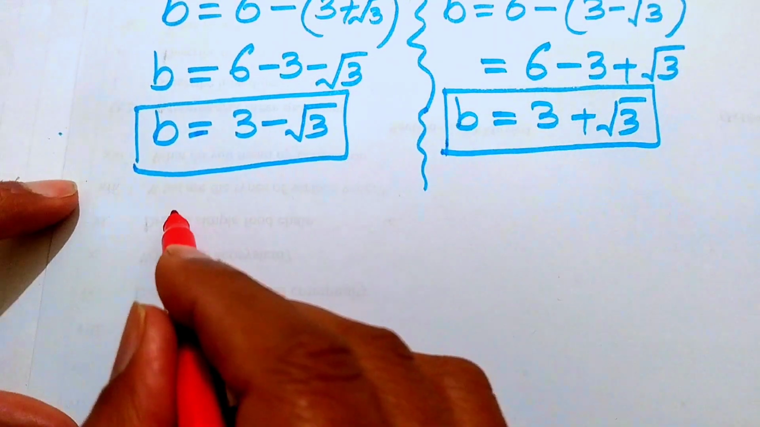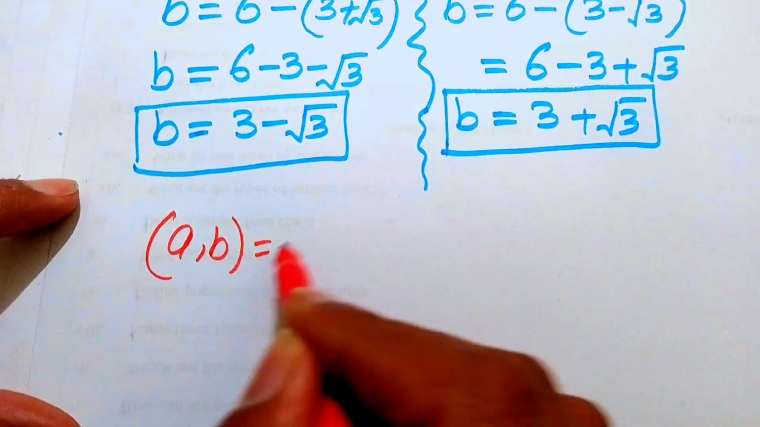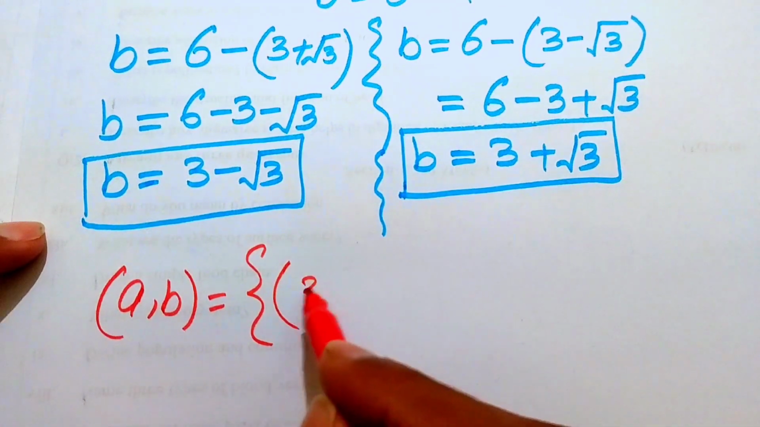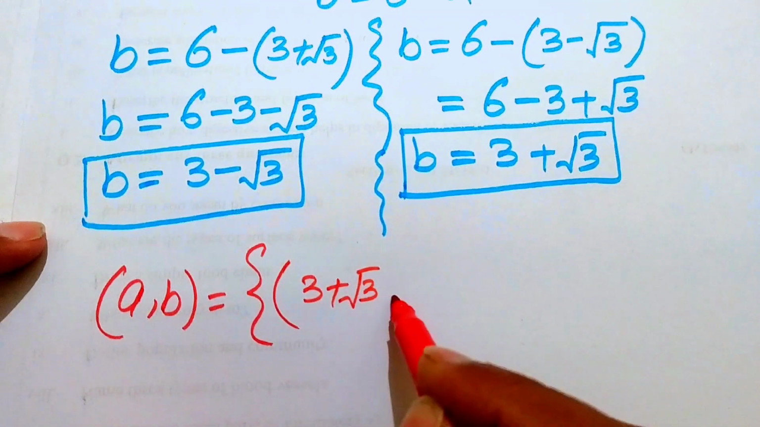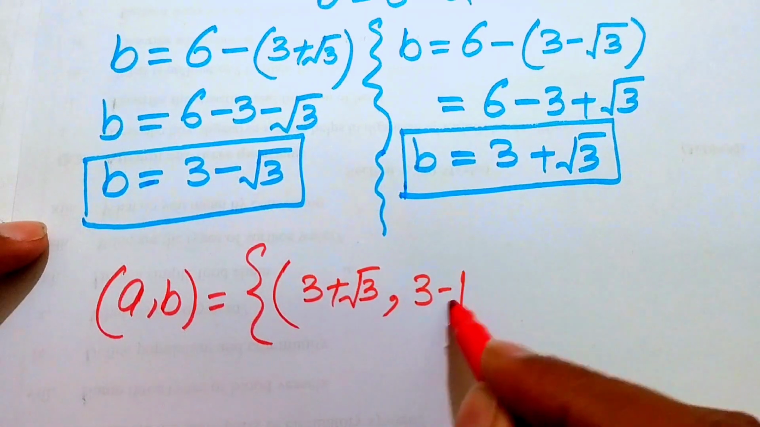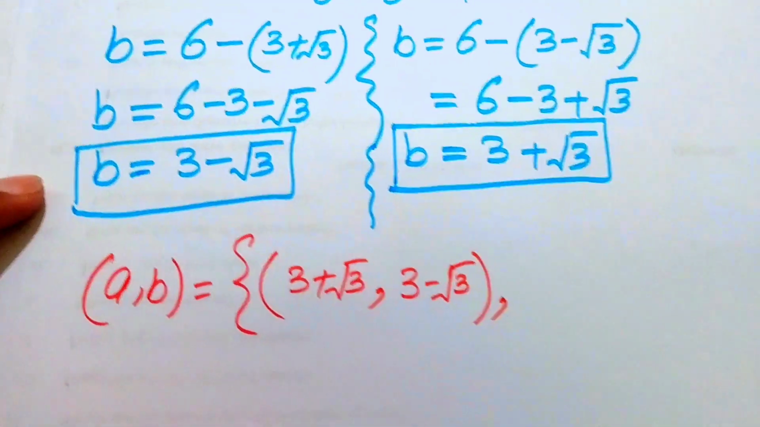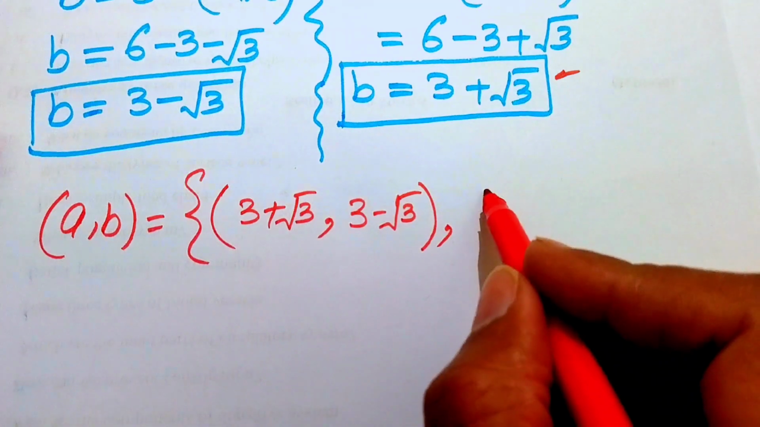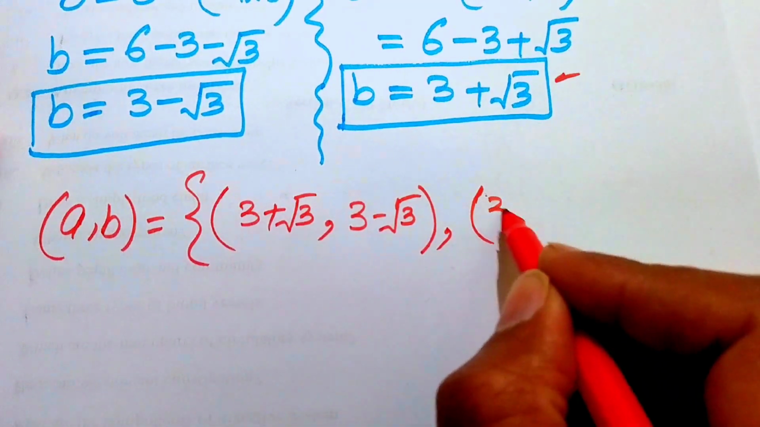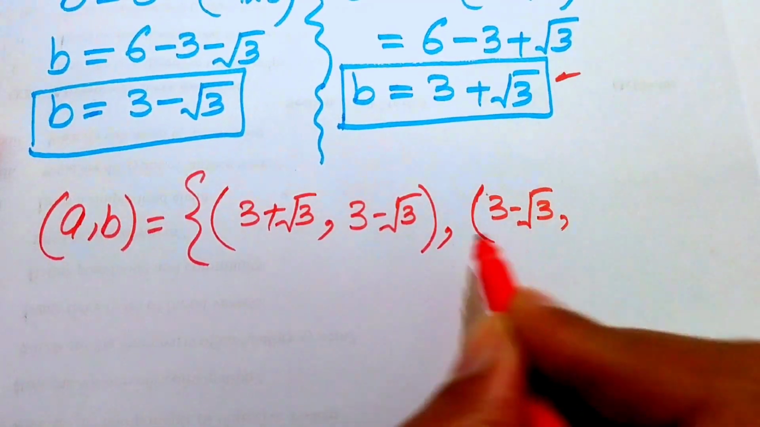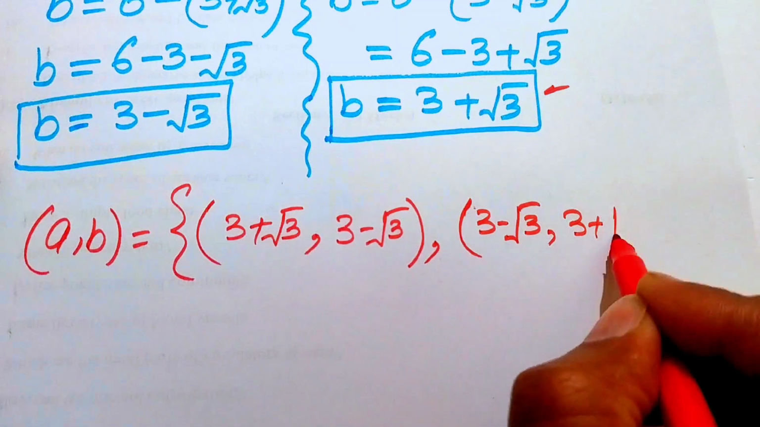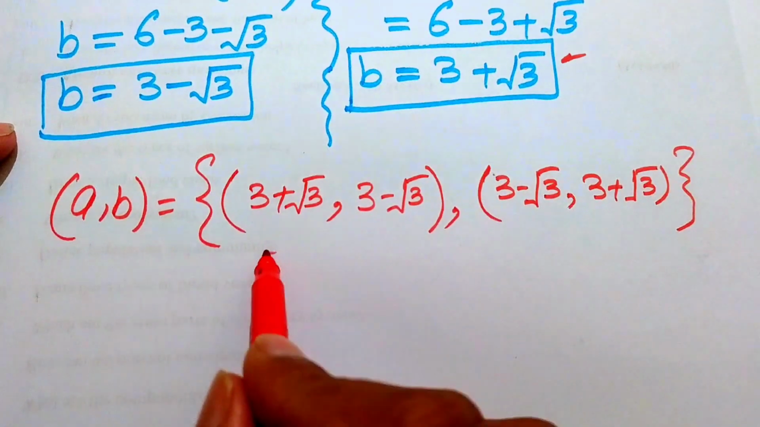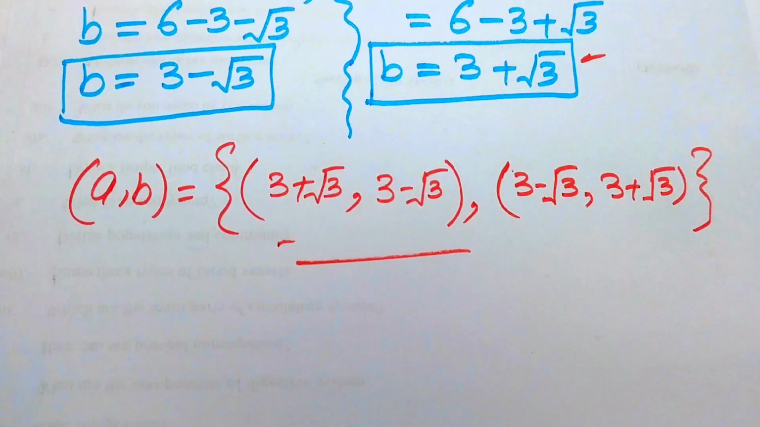Our first solution, the values of a and b, is: a is 3 plus square root of 3, and b is 3 minus square root of 3. In the second solution, a is 3 minus square root of 3 and b is 3 plus square root of 3. So these are the two solutions of the given equation, and this is the final answer.